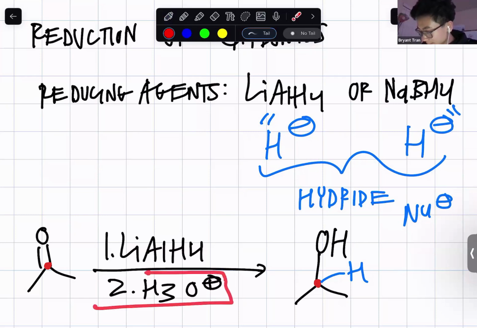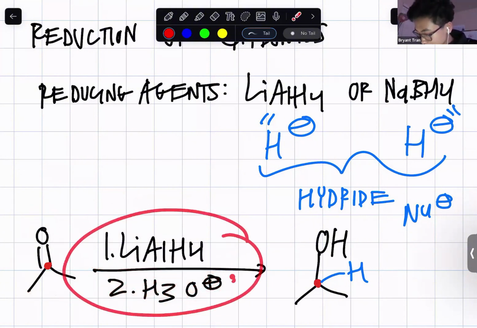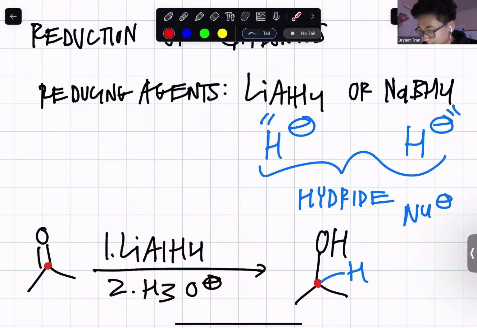So you guys see H3O plus here, but it's actually not the H3O plus because that's the second step, right? So let's ignore the second step and let's look at the first step and what that first reagent would do to this carbonyl here. You do see H3O plus, which will add hydrogen to things, but that's the second step. We're not worried about the second step.